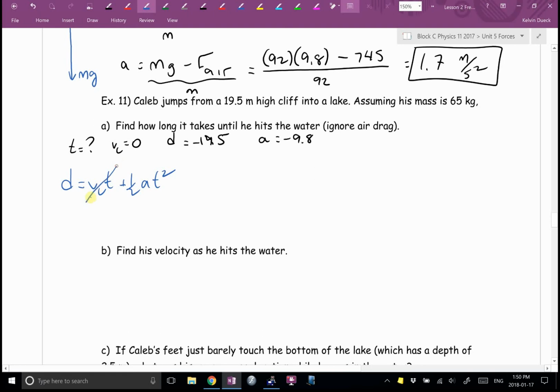Why can I do that? Yeah, otherwise, by the way, if VI doesn't cancel with the T, this is a quadratic and you need the quadratic formula. Have you guys done the quadratic formula now?